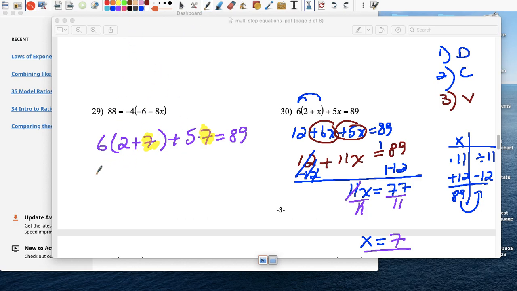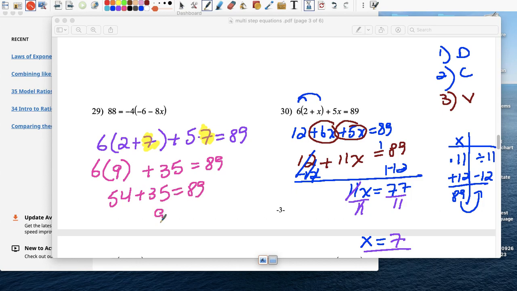Let's solve it. Inside the parentheses, 2 plus 7 is 9. Plus 5 times 7, they're both positive, so it's 35 equals 89. 6 times 9 is 54, plus 35. Does it equal 89? Let's see. 4 and 5 is 9, and 5 and 3 is 89. It does. So number 30, x equals 7. That's my solve, and here, 89 equals 89.